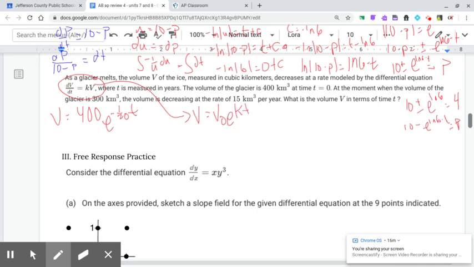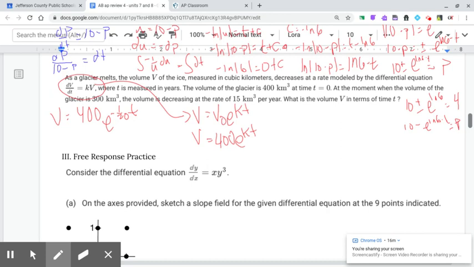Now let's figure out the v initial and the k. Well, they give us v initial. The volume of the glacier is 400 cubic kilometers at time zero. So using the initial condition, I found one of the things I need. Now I need to find the k.